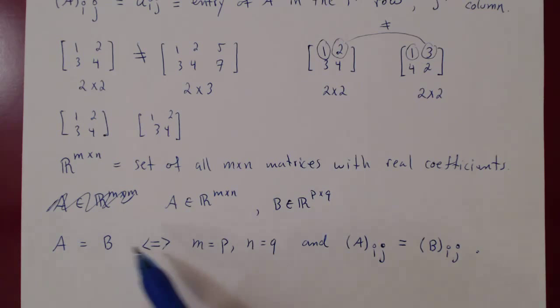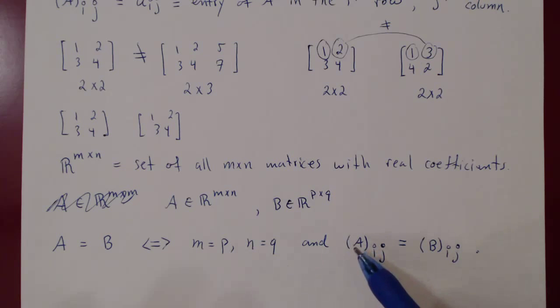A and B are equal if and only if they have the same number of rows, the same number of columns, and the same corresponding entries. So wherever you look in A, if you look in row i, column j, and you look at the same position in matrix B, the entries will match. And this captures the statement that A and B are equal as matrices if they have the same size and the same corresponding entries.